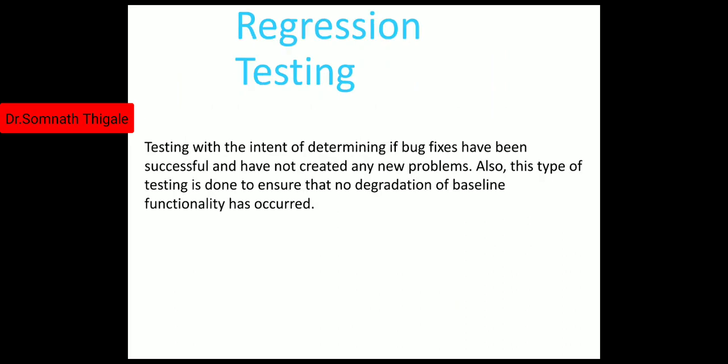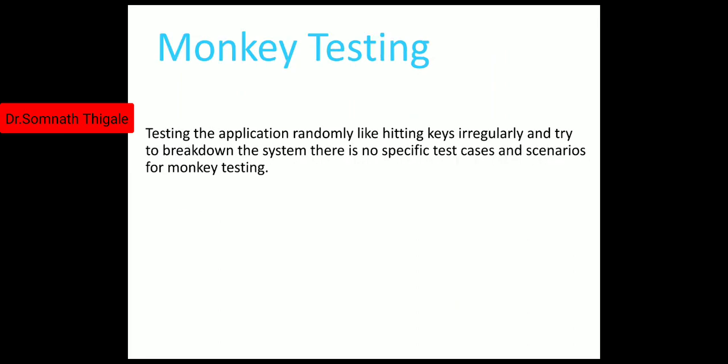Next is regression testing. As we rightly said, testing with the intent of determining whether bug fixes have been successful and have not created any new problems, that we call regression testing. There is also one type of testing called what? Retesting. So there is a difference between regression testing and retesting.